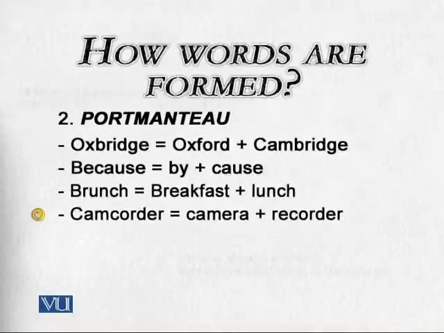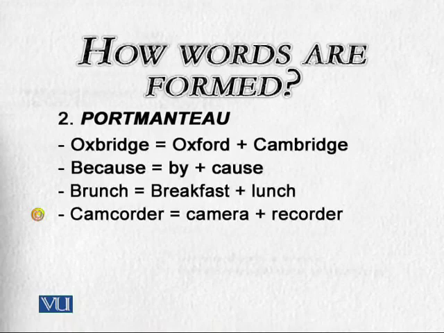Some more examples for your interest on the screen, you can take a look. Camcorder, which we very commonly use these days as we go buying gadgets. So camcorder is a combination of camera and recorder. Please do not forget, when I'm saying portmanteau words, you can compare them with compound words. In compound words, we combine full-fledged words to form new words. In portmanteau, we do not take full-fledged words to combine. Please do not forget this. If you combine full-fledged words, then they will not be portmanteau. They will be compound words.